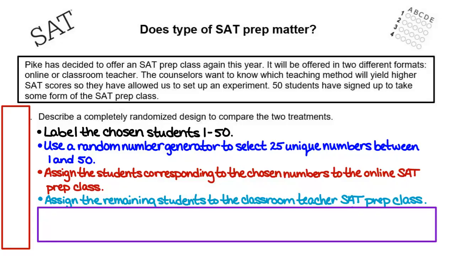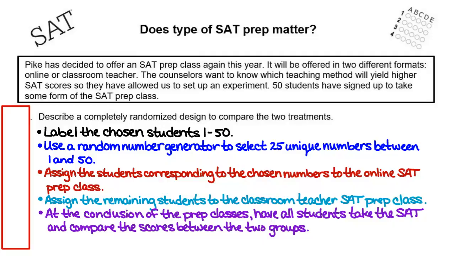Yes. We do have one very last step. So far, all we've done is set up the experiment. But if we're going to have a completely randomized design here, we got to talk about the end. At the conclusion of the prep classes, have all the students take the SAT and compare the scores between the two groups. Yes? I could have the students take the SAT after a month. Is that fine? That'd be fine.